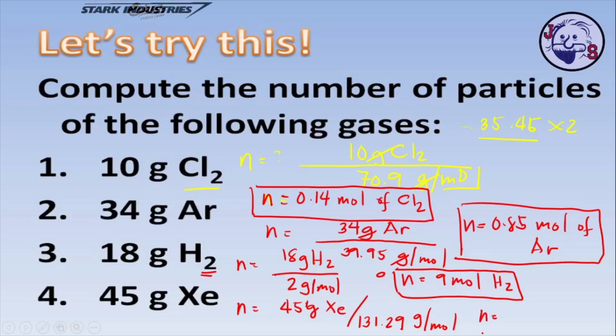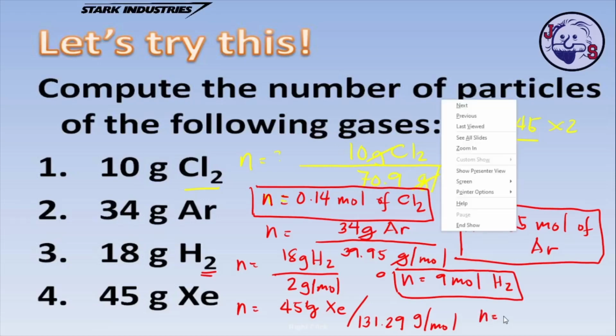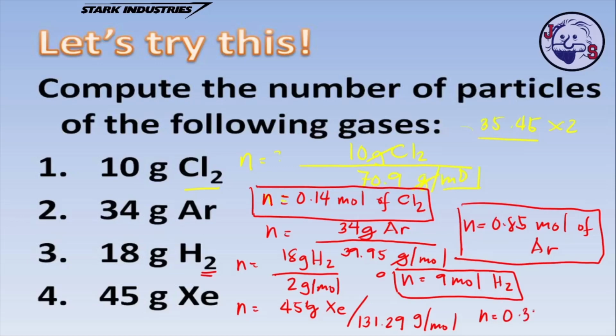So what is the value of N? We have 45 over 131.29. So that will be 0.34 mole of xenon. So that is our final answer.